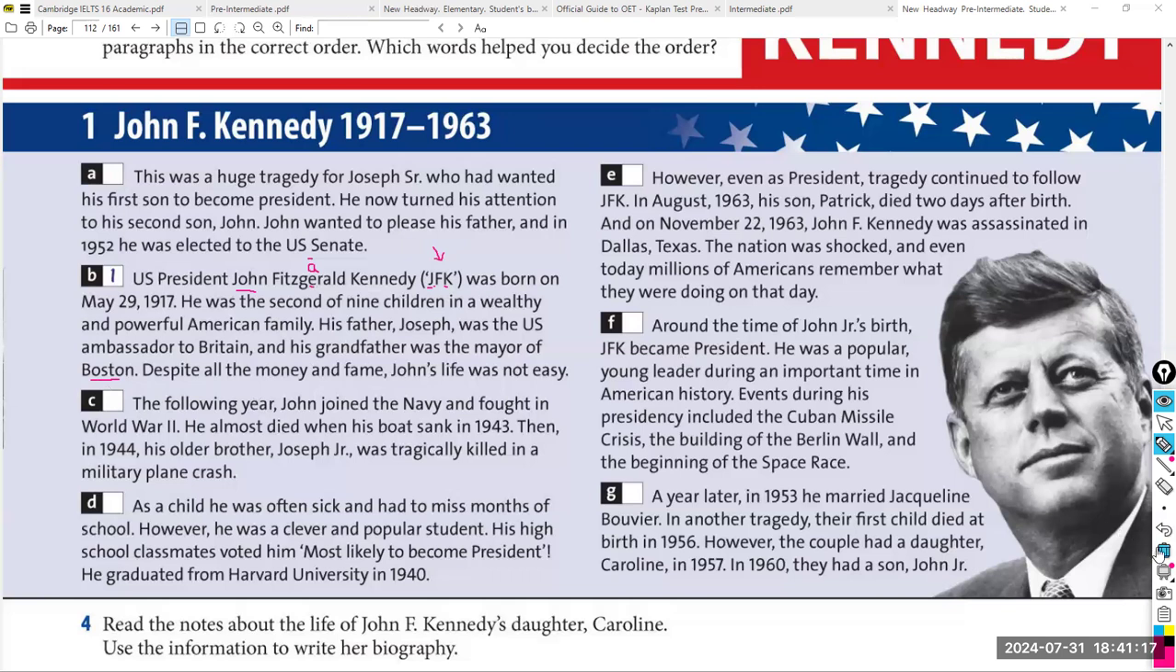Raed, can you hear me? Yes, I can. Please, can you read paragraph C? Yes. The following year, John joined the Navy and fought in World War. He almost died when his boat sank in 1943. Then, in 1944, his older brother Joseph Jr. was tragically killed in a military plane crash. Yeah, thank you so much.